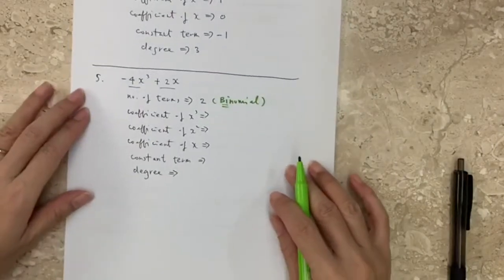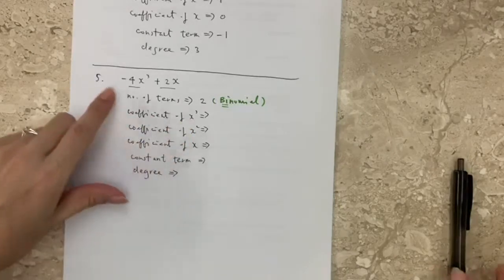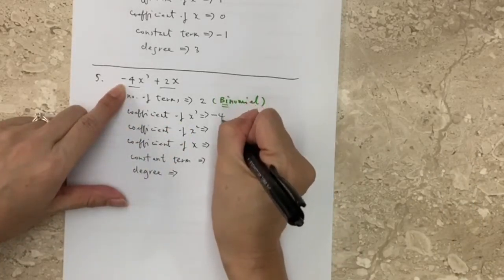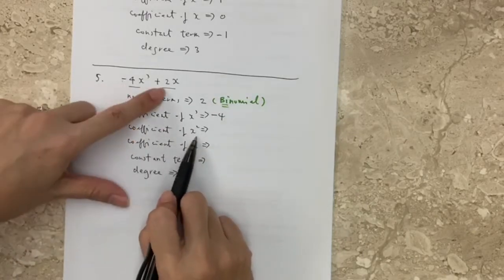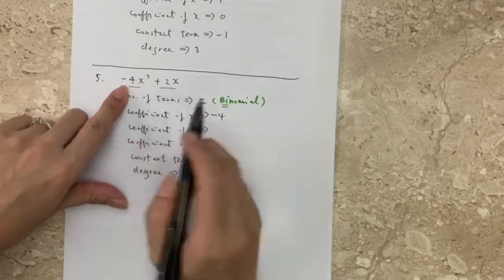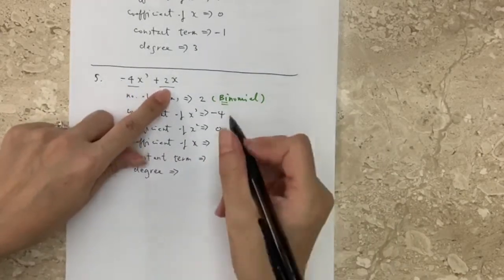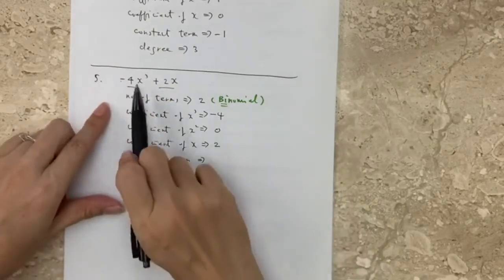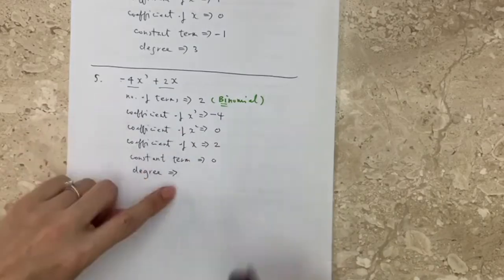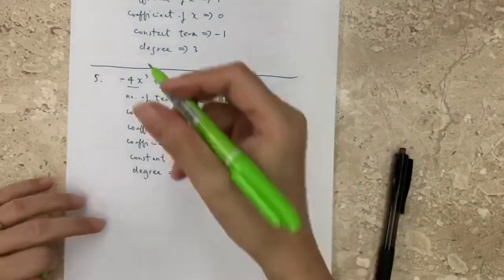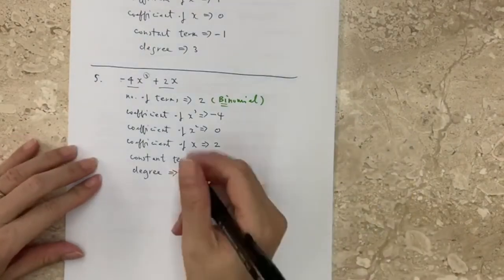Okay, so next, go back to number 5. What about the coefficient of x to the power 3, which is minus 4. Be careful about the minus here. And then the coefficient of x squared, we don't have that in this binomial, so that is nothing, which is 0. Coefficient of x, this is 2, right? Constant term, we don't have any fixed number, so nothing. And for the degree, always refer to the highest one, so we have degree 3.